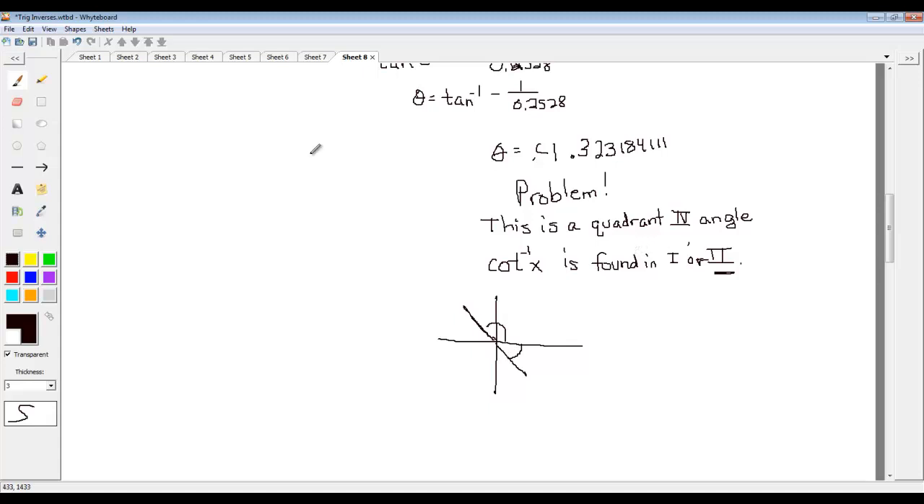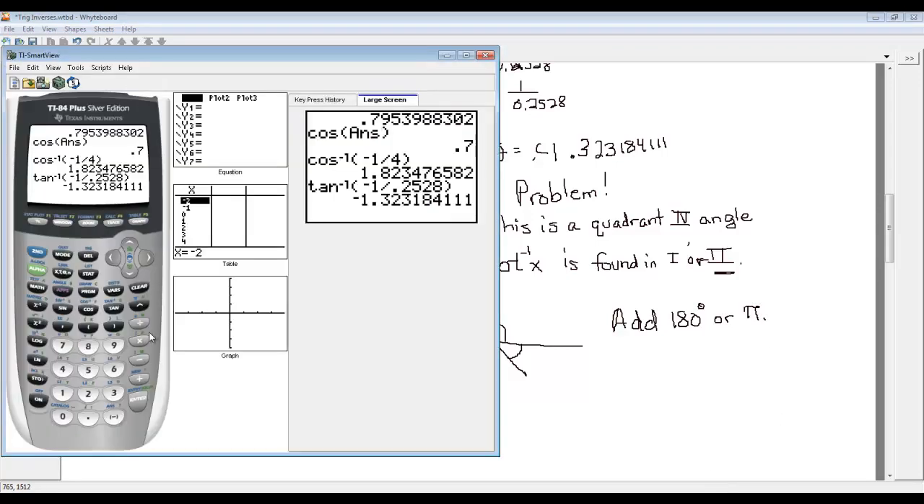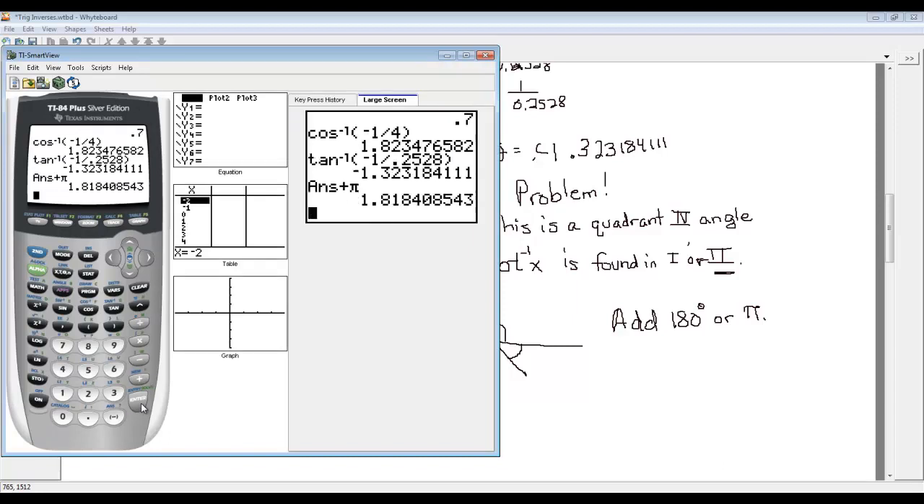So let's go back to our calculator. And add, well, since either 180 degrees or, same thing as 180 degrees is pi. And since we are in radians, we need to go ahead and add pi to that and see what that gives us. And that gives us 1.818408, etc.